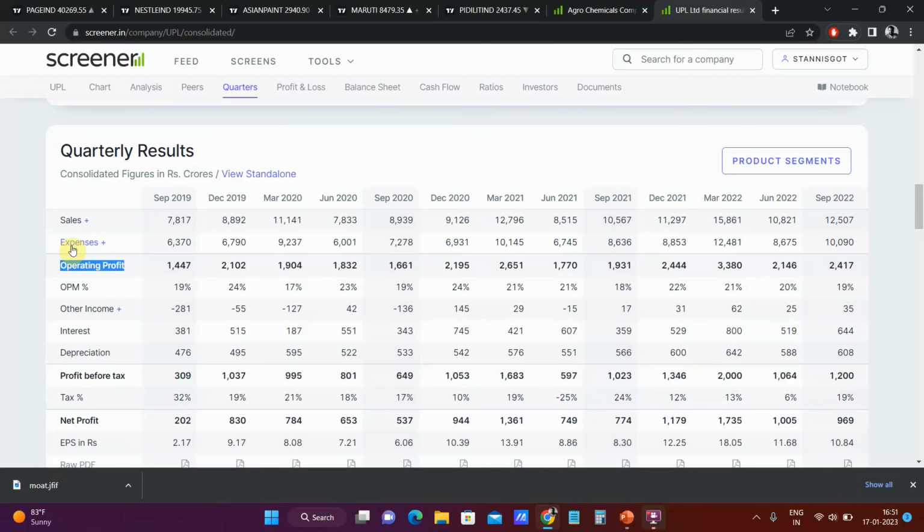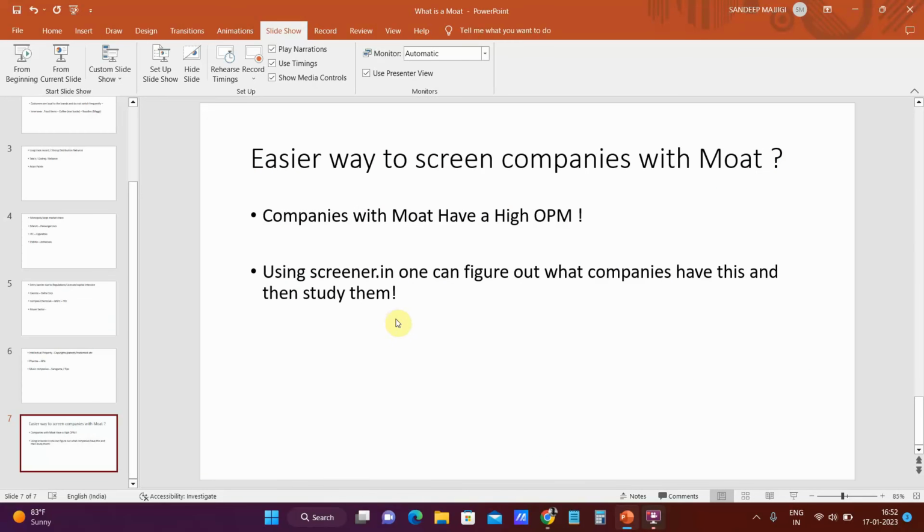You have sales, you have expenses. What is remaining is called the operating profit. You compare it with the sales, and you get the operating profit margin. So this is nothing but how much money is your operating profit if you subtract the expenses from the sales. Usually companies with a very strong moat will have a higher operating profit margin because there is no one else to compete with them, so they sell it at a premium rate, right?